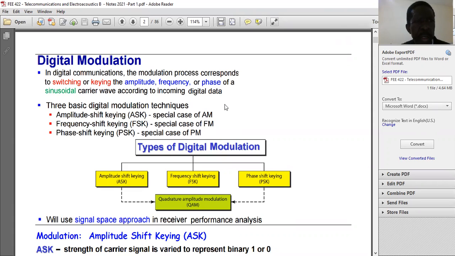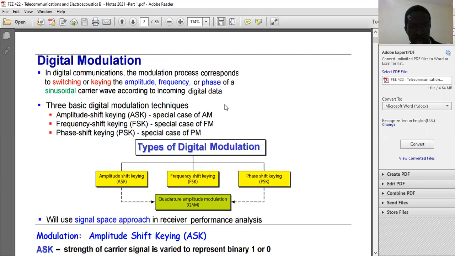Good morning, everybody. We are having this unit, FEE 422, Telecommunications Electro-Acoustics B, which is the digital version of the one we had in the first semester. And this deals with initially digital modulation and then the steps that you take in order to go from analog to digital.